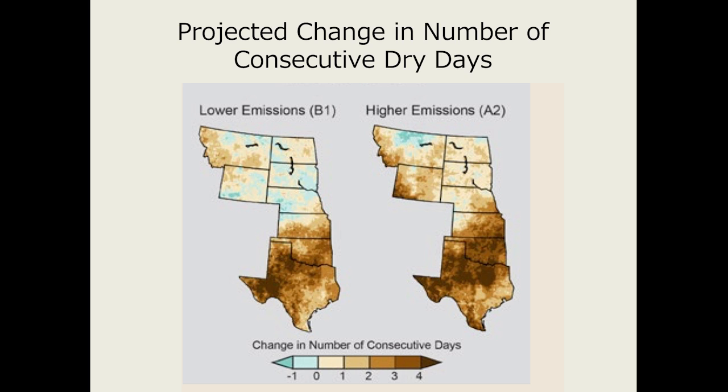In addition to increasing warmth, both daytime and nighttime, the Southern Plains region is also expected to see an increase in the number of consecutive dry days. That is, by mid-21st century, many parts of Oklahoma could see dry conditions extended by a number of days over the same period.